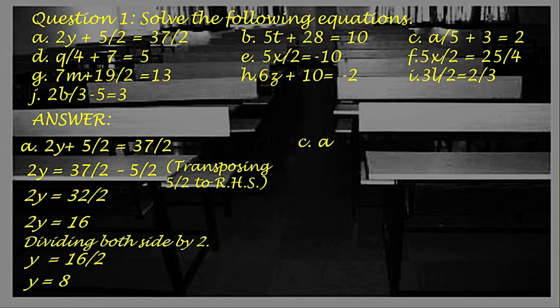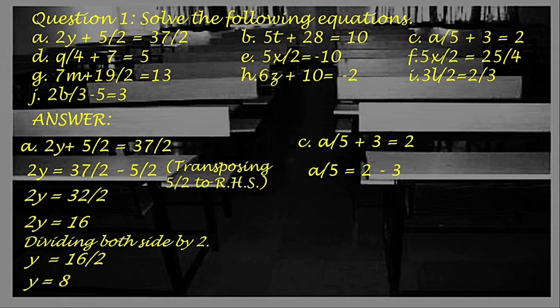Now the next question, I am taking the C part: a upon 5 plus 3 equals 2. Here also we will do the same thing. The first term is a variable term and the second term is a constant term, and the right hand side also contains a constant term. So we will shift this constant term to the right hand side. We can say transpose plus 3 to the right hand side, and when we transpose it this sign will change. So here, a upon 5 equals 2 minus 3.